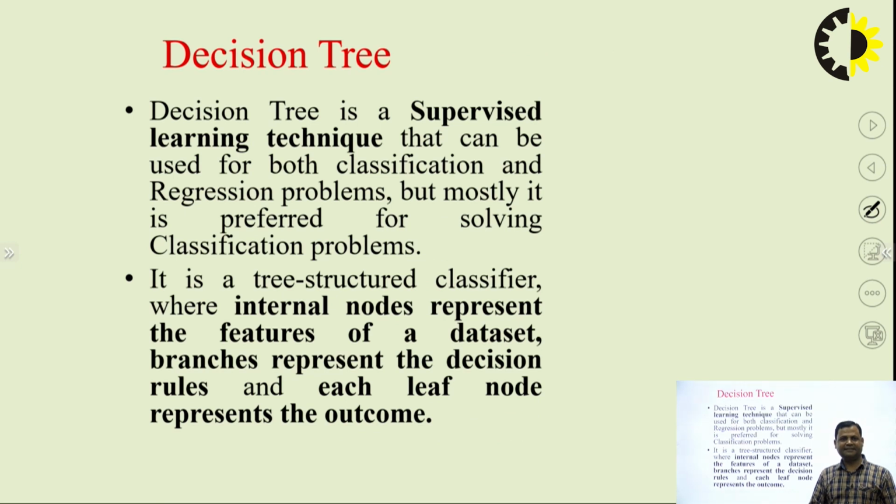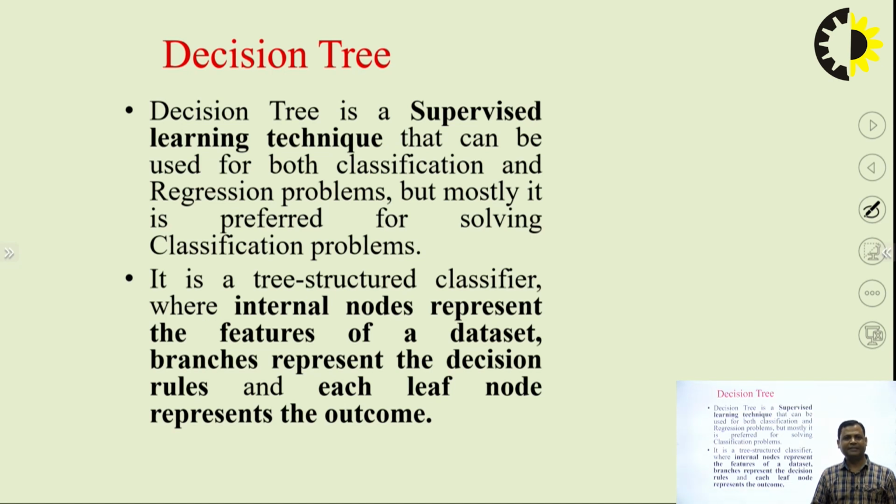So what is the decision tree? Basically, a decision tree is a supervised learning technique. When we talk about machine learning techniques, in which category does the decision tree come? We have three categories of machine learning: supervised learning, unsupervised learning, and reinforcement learning. Decision tree comes in the category of supervised learning, which can be used for both classification and regression problems. So the application of decision tree is in both cases, either classification or regression problems.